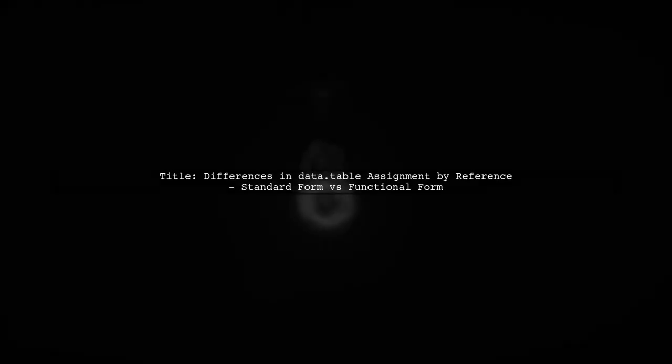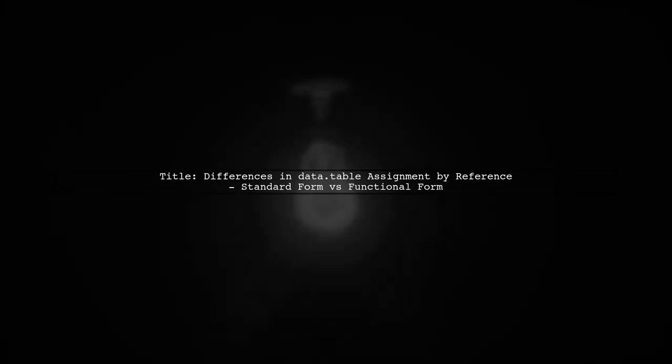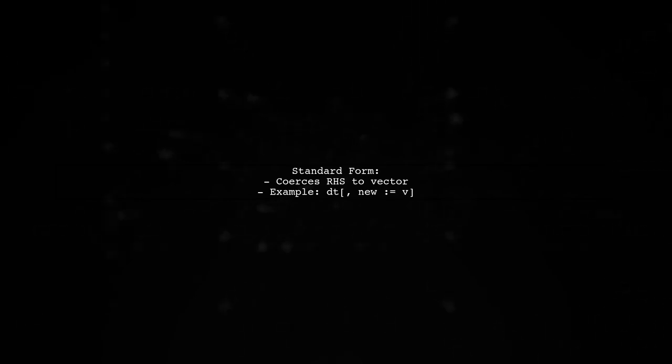In this video, we'll explore the differences between the standard form and functional form of assignment by reference in data.table using the equals operator. First, let's understand the standard form. When we use the standard form, the right-hand side is coerced to a vector.